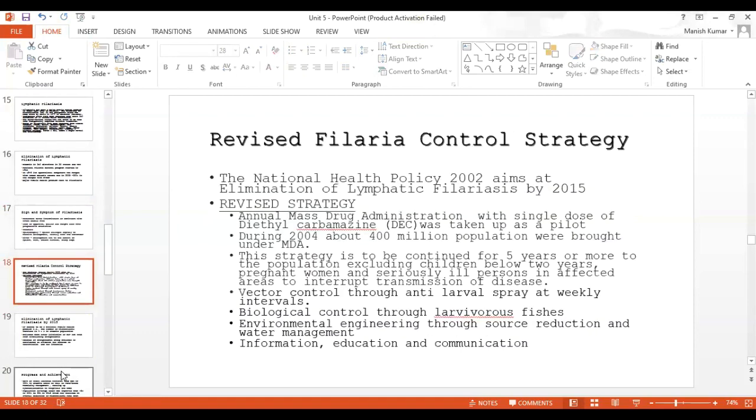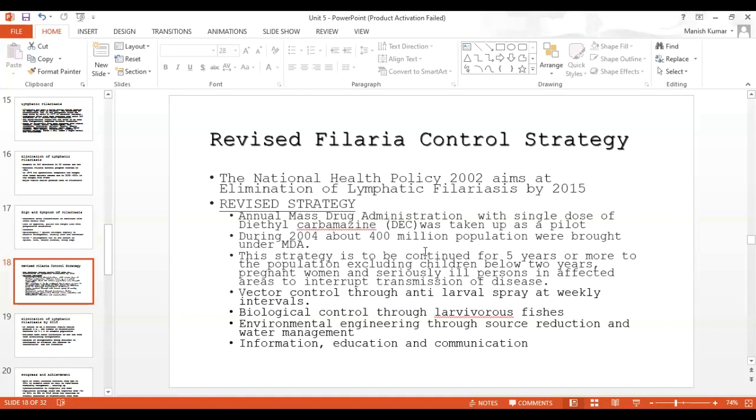So there was a revised filaria control program. This was under the National Health Policy 2002, which talked about elimination of filaria by 2015, which never happened. So the revised strategy is having MDA. The Government of India conducts mass drug administration every year in the endemic areas, where a single dose of DEC, diethylcarbamazine, is given. Initially, this was taken up as a pilot project, but then this was expanded throughout all the endemic areas.